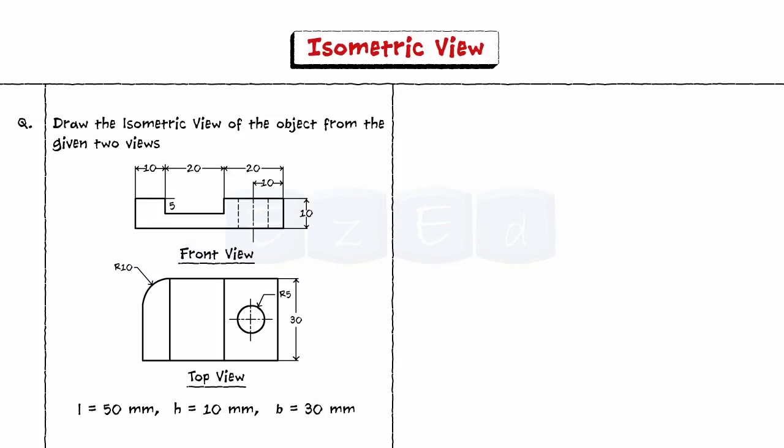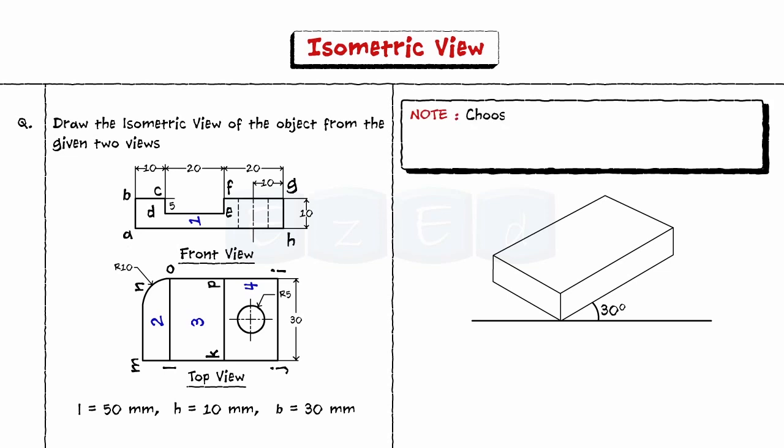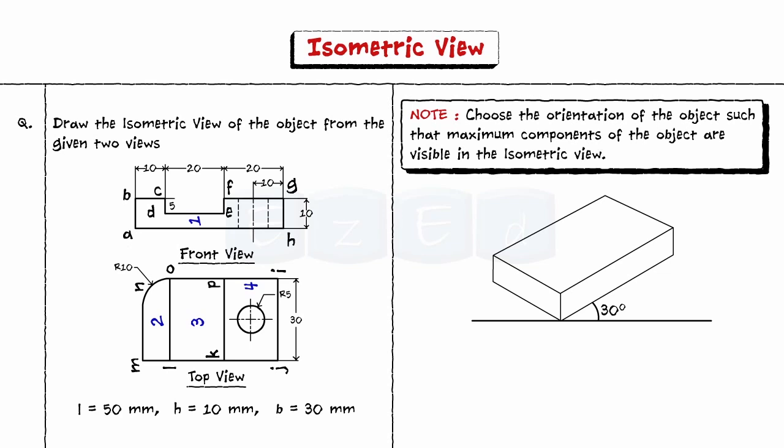Now, with these dimensions, draw a block with its sides inclined at 30 degrees to the horizontal reference line as shown. Now number the planes and name the corners in the given views as shown. Choose the orientation of the object such that maximum components of the object are visible in the isometric view. Line BC in the front view corresponds to plane 2 in the top view, whereas line FG in the front view corresponds to plane 4. Locate the corners of the planes 2 and 4 in the isometric view and join the lines OL and PK as shown.